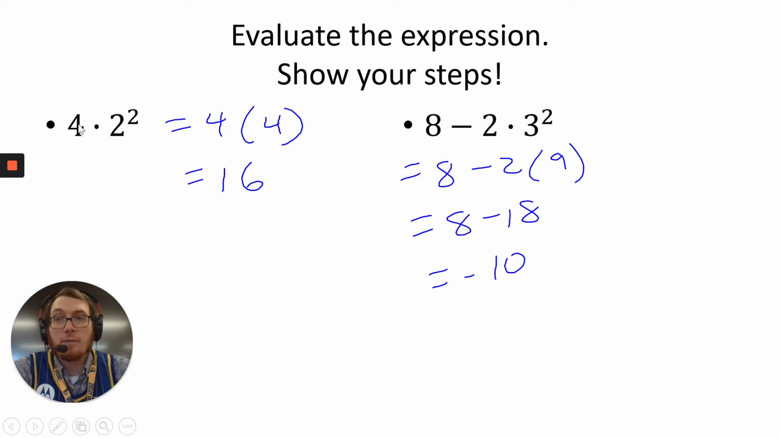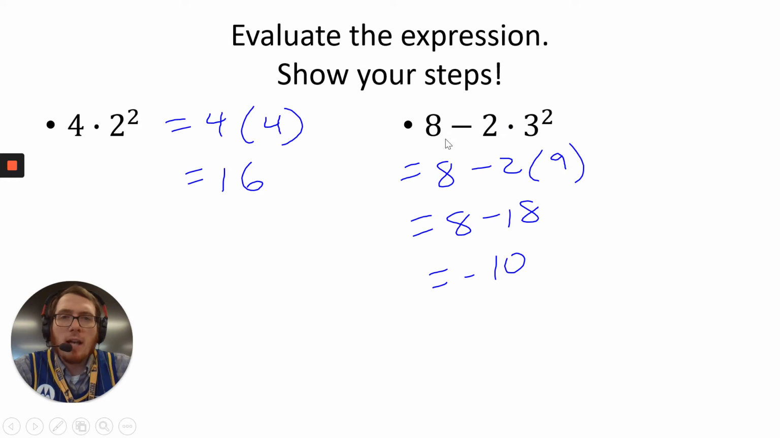So in this case, exponents come before multiplication. So 2 to the second power is 4. So notice, I figured out 2 to the second first, and then 4 times 4 is 16. It's just a constant flow. Now you can write that horizontally if you want. I tend to write vertically, so it's a little bit easier for me to read and see the steps. But either option is okay.